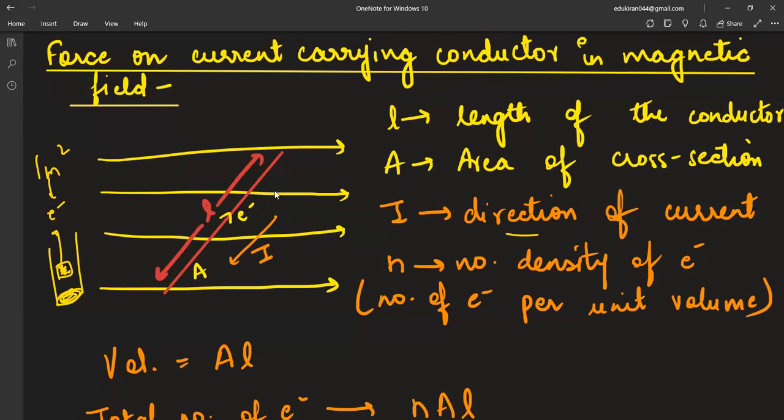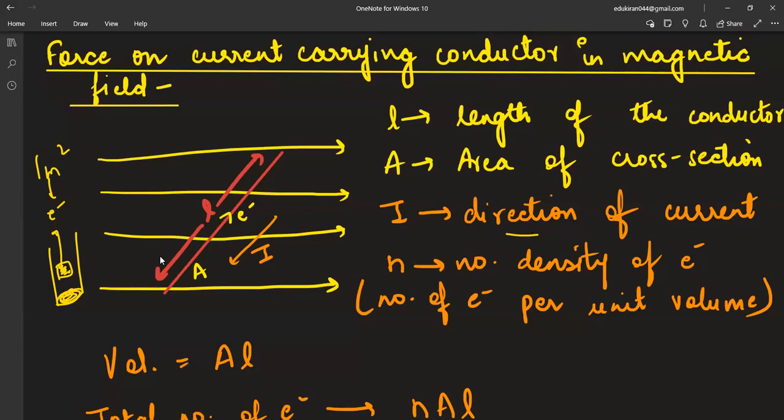Now, if I give you a conductor like this, this is a conductor that is present. Cylindrical wires are usually taken as conductors if nothing specifically is being mentioned. Length of the wire is L. A is the area of cross section. So if area is the cross section, then area multiplied by length gives the volume.